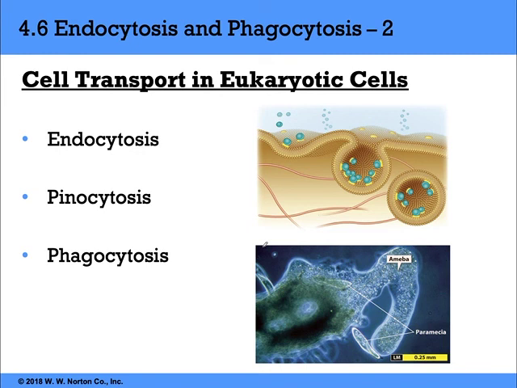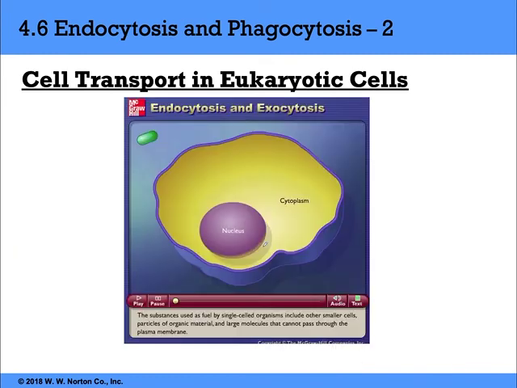Exocytosis is the opposite. In exocytosis, the cell manufactures something, puts it in a vesicle, and then spits it out. All of these are active transport processes. They need ATP because they don't happen spontaneously. So let's take a look at endocytosis and exocytosis.